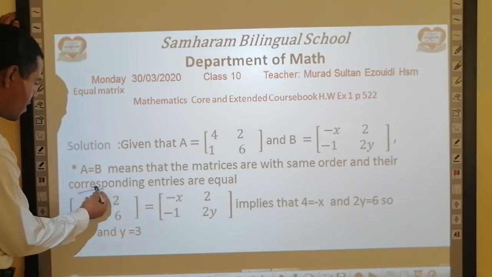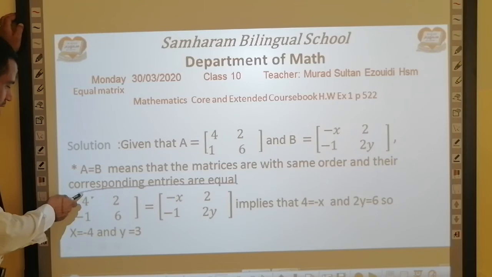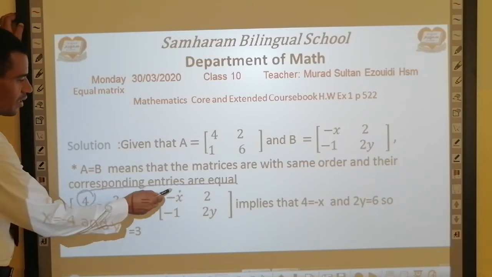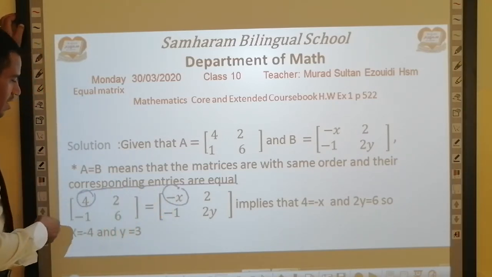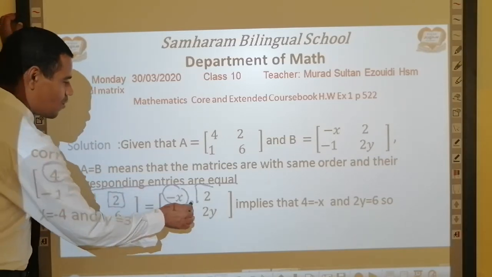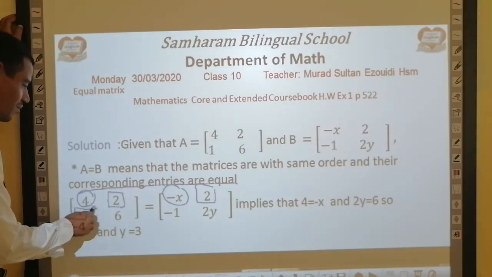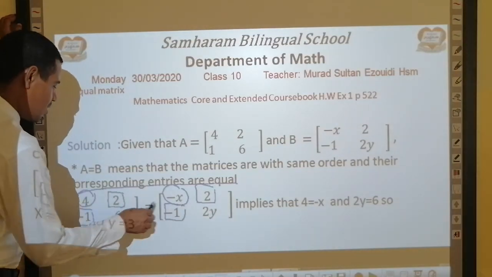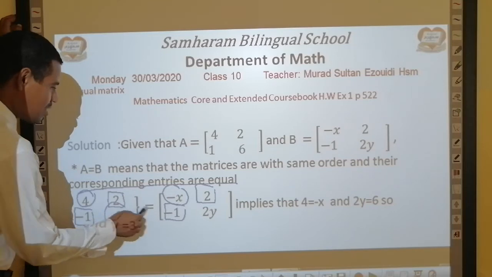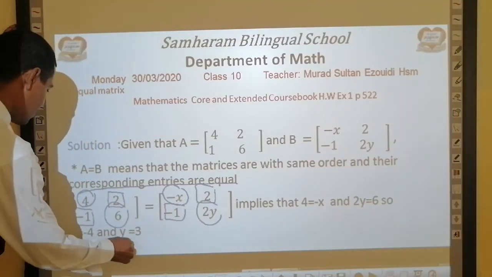So A equals B means that the matrices have the same order and their corresponding entries are equal. So I will just write here 4 equals negative x. I don't need to write 2 equals 2, just to solve for x and y. Then negative 1 equals negative 1, okay, it works. Then 2y equals 6 means y equals 3, and x equals negative 4. This is the last answer, my kids.